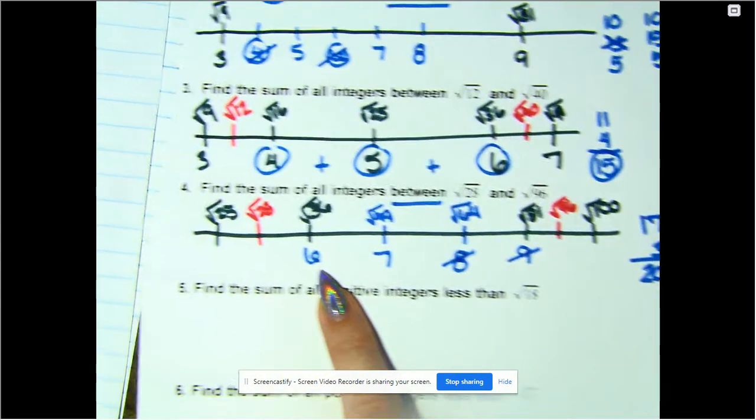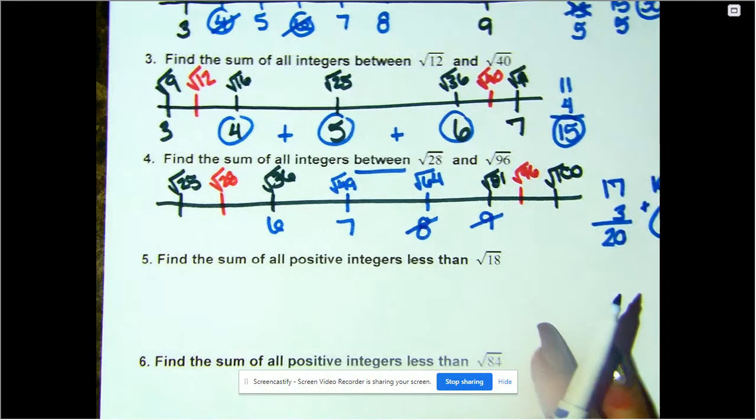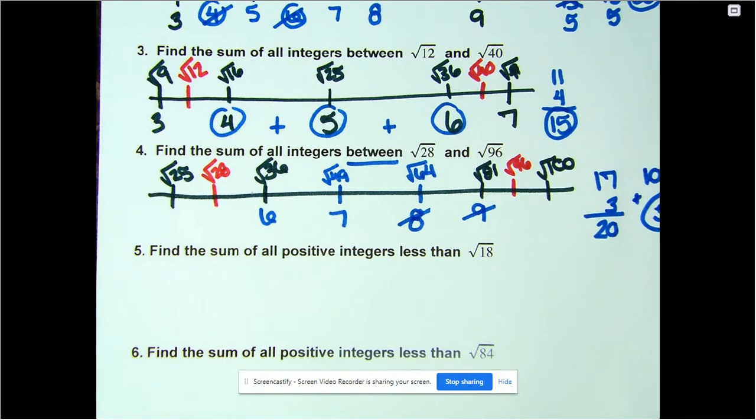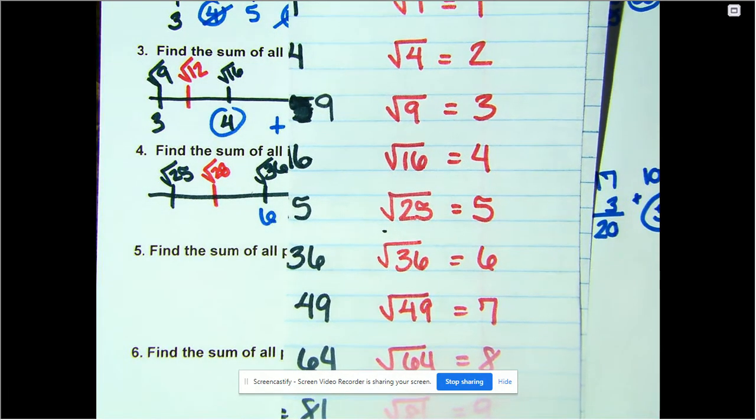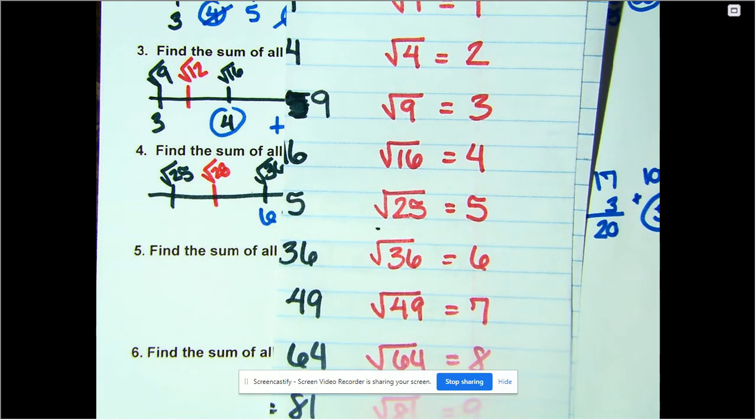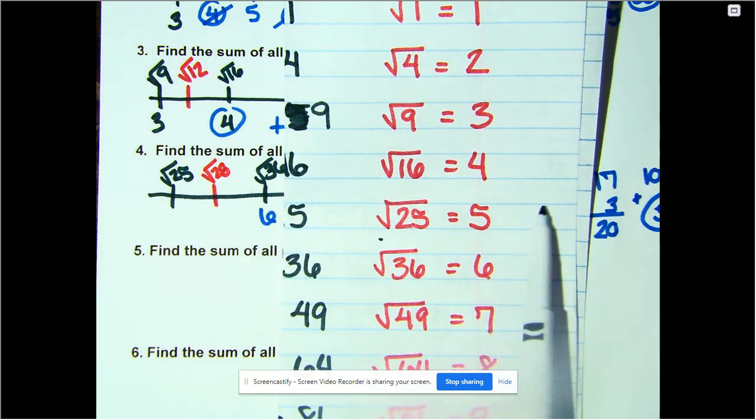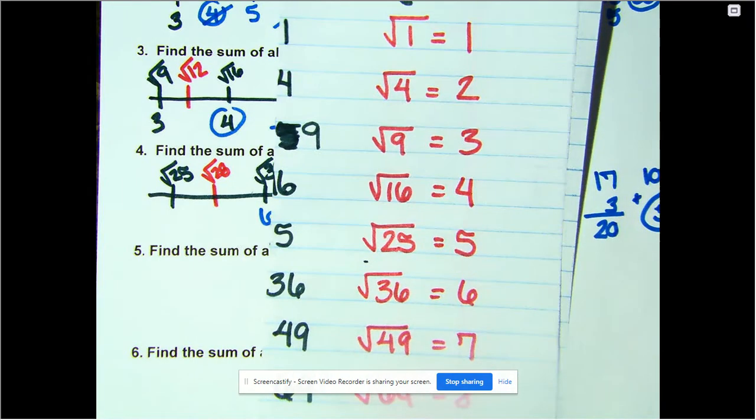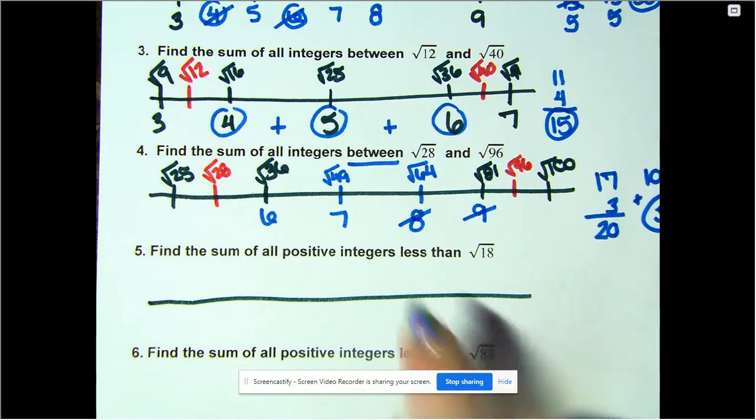Okay. The next one, find the sum of all positive integers less than the square root of 18. So again, as you look, the square root of 18 is not one of our perfect squares. So I'm going to make a number line again, just so we can visually see this. The square root of 18 is going to fall right here between the square root of 16 and the square root of 25. Okay, so I'm going to start back in this direction since it says the word less than.